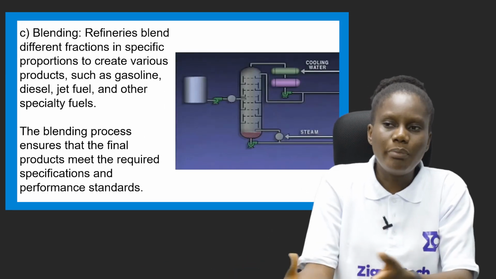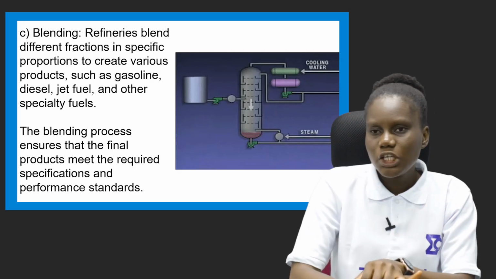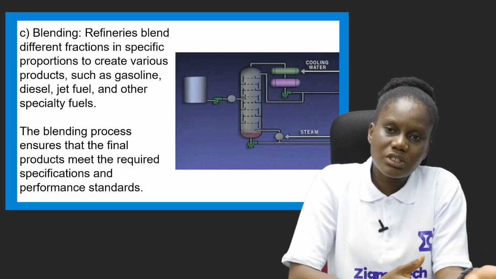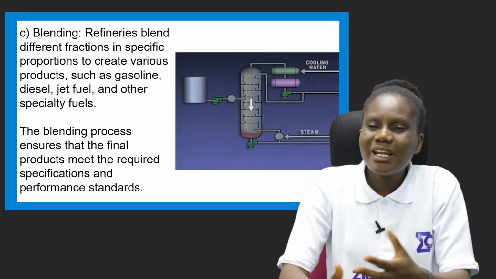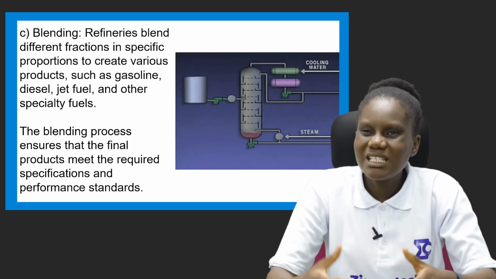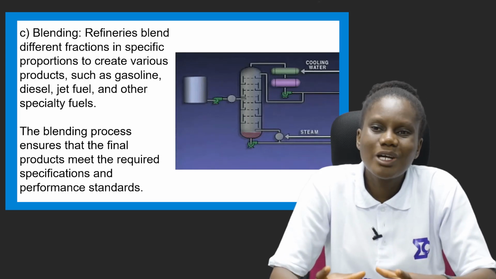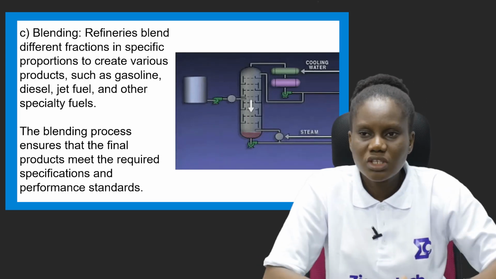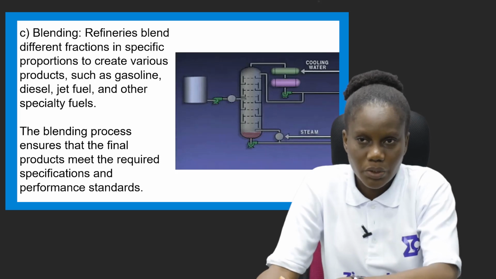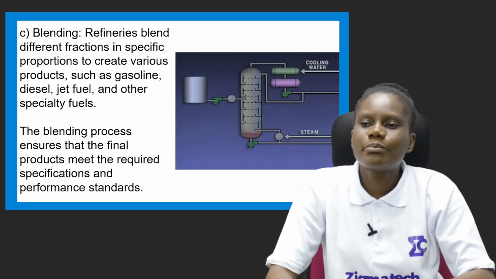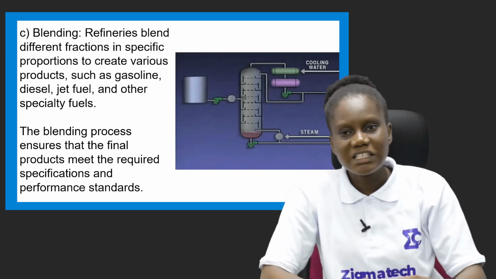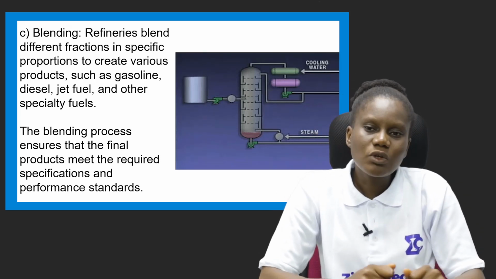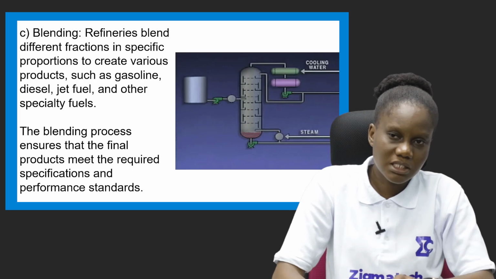So the next is your blending. We have looked at your desulfurization, the one we just moved out of, and now we are at blending. That is, refineries blend different fractions in specific proportions to create various products such as gasoline, diesel, jet fuel, and other specific fuels. The blending process ensures that the final products meet the required specifications and performance standards.